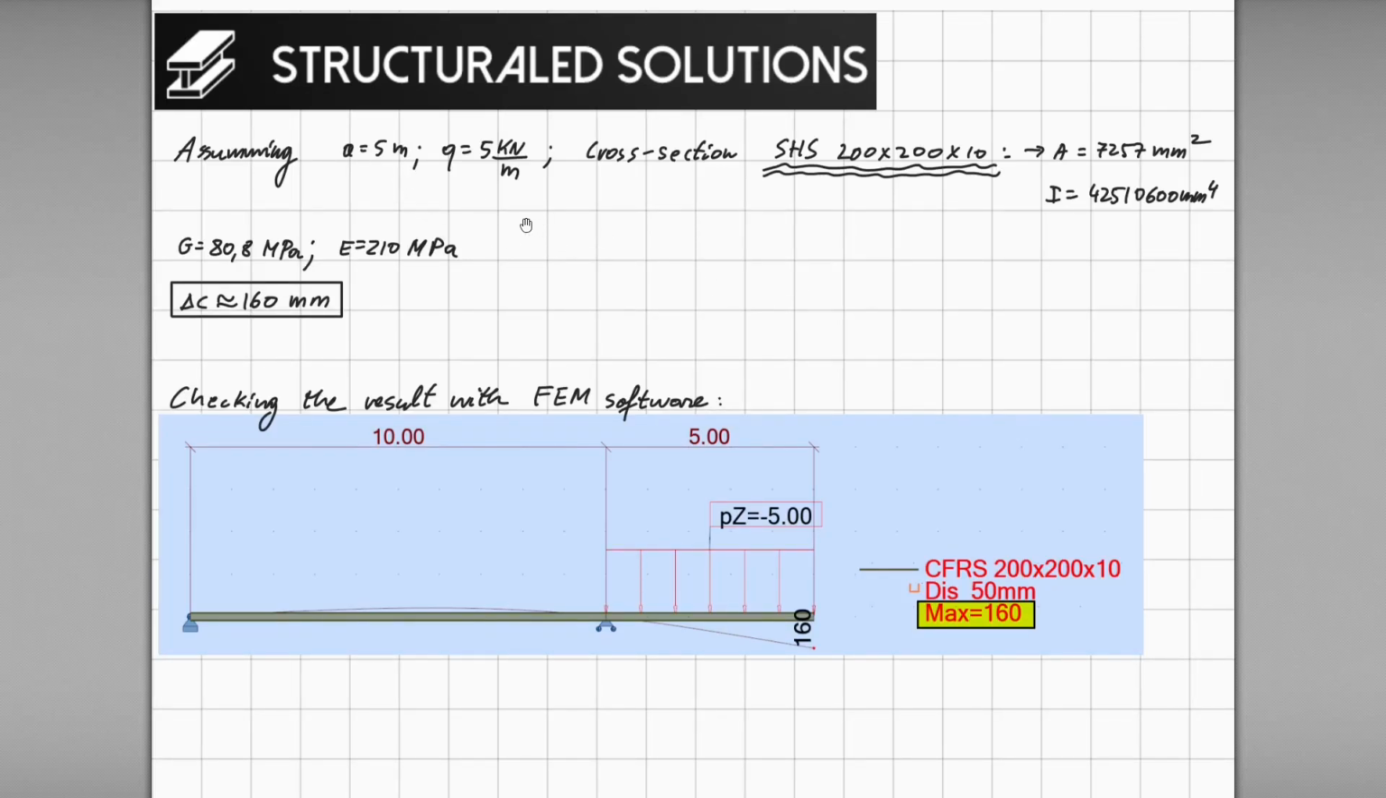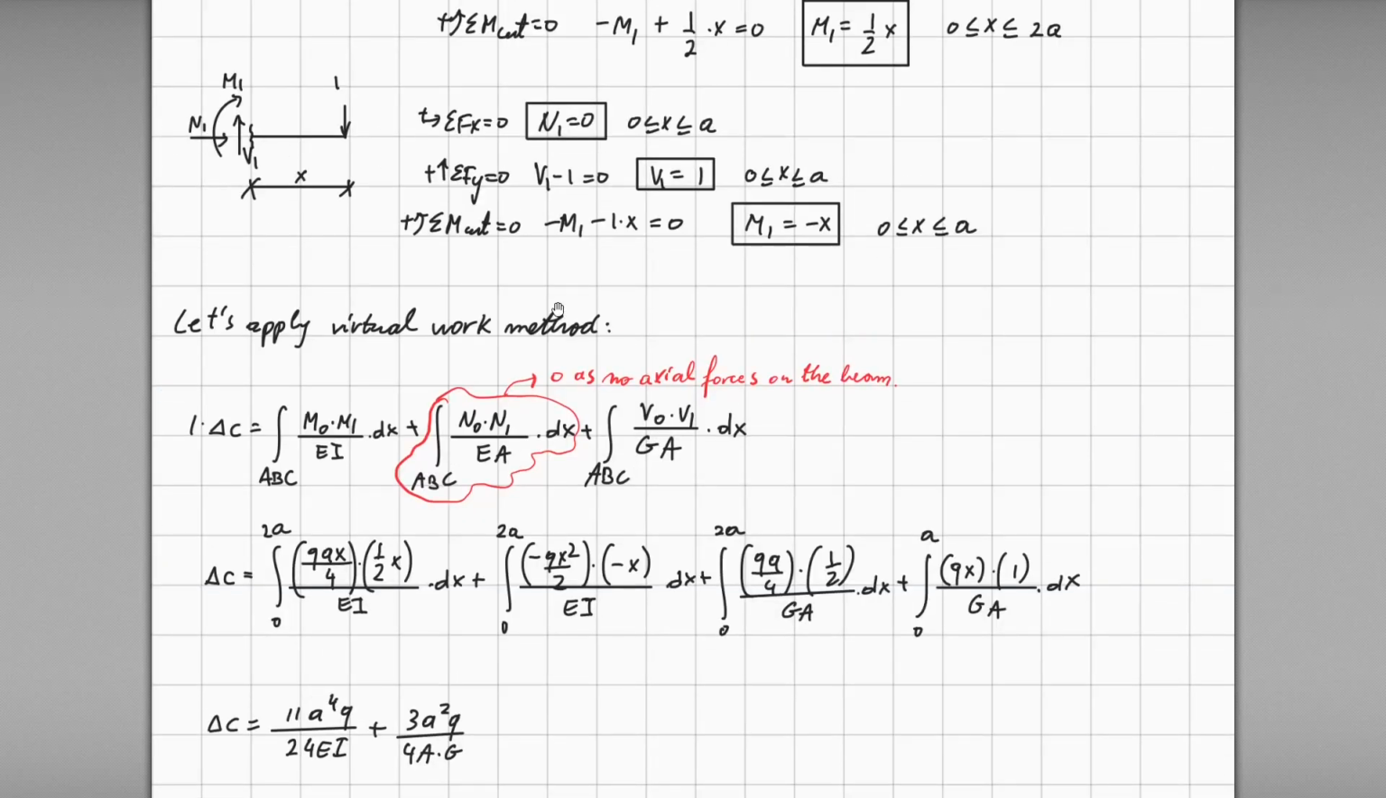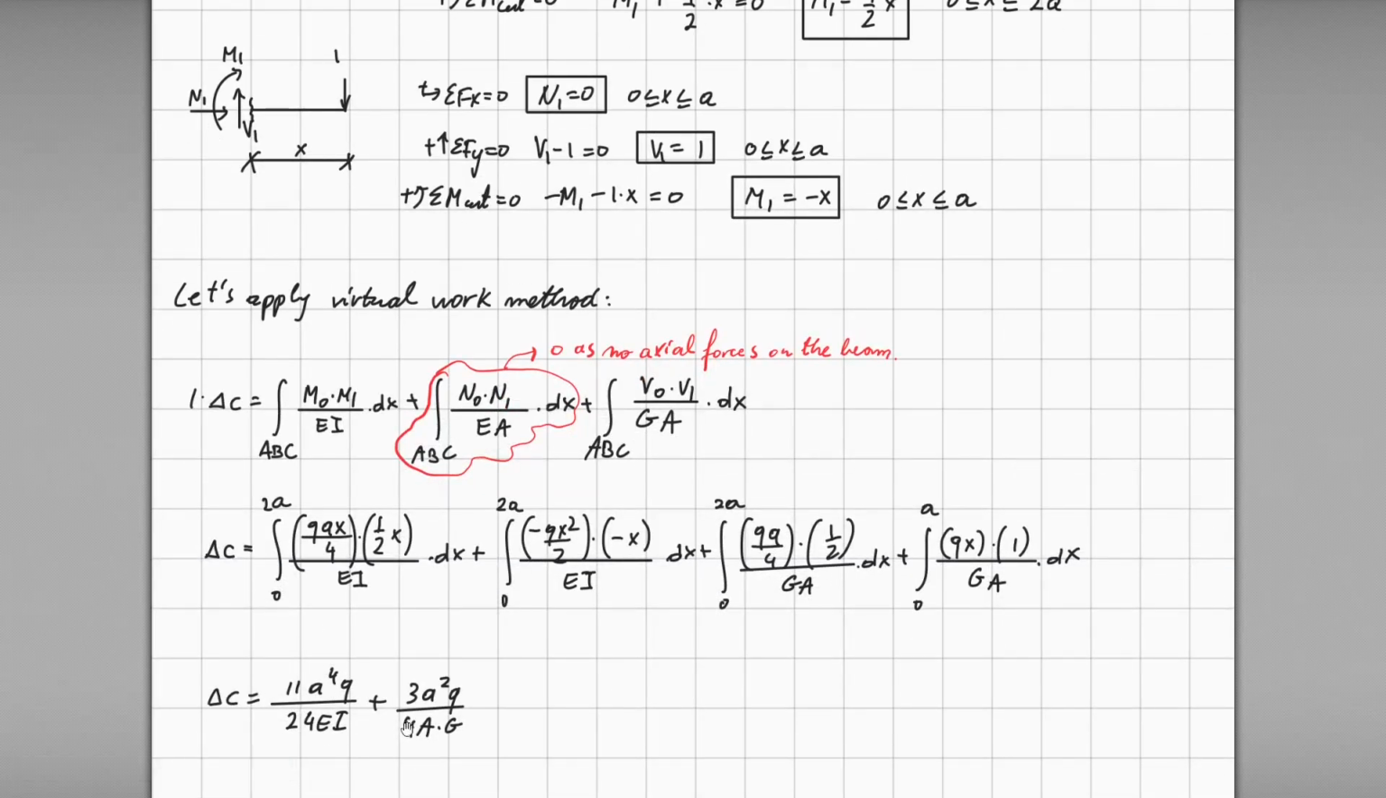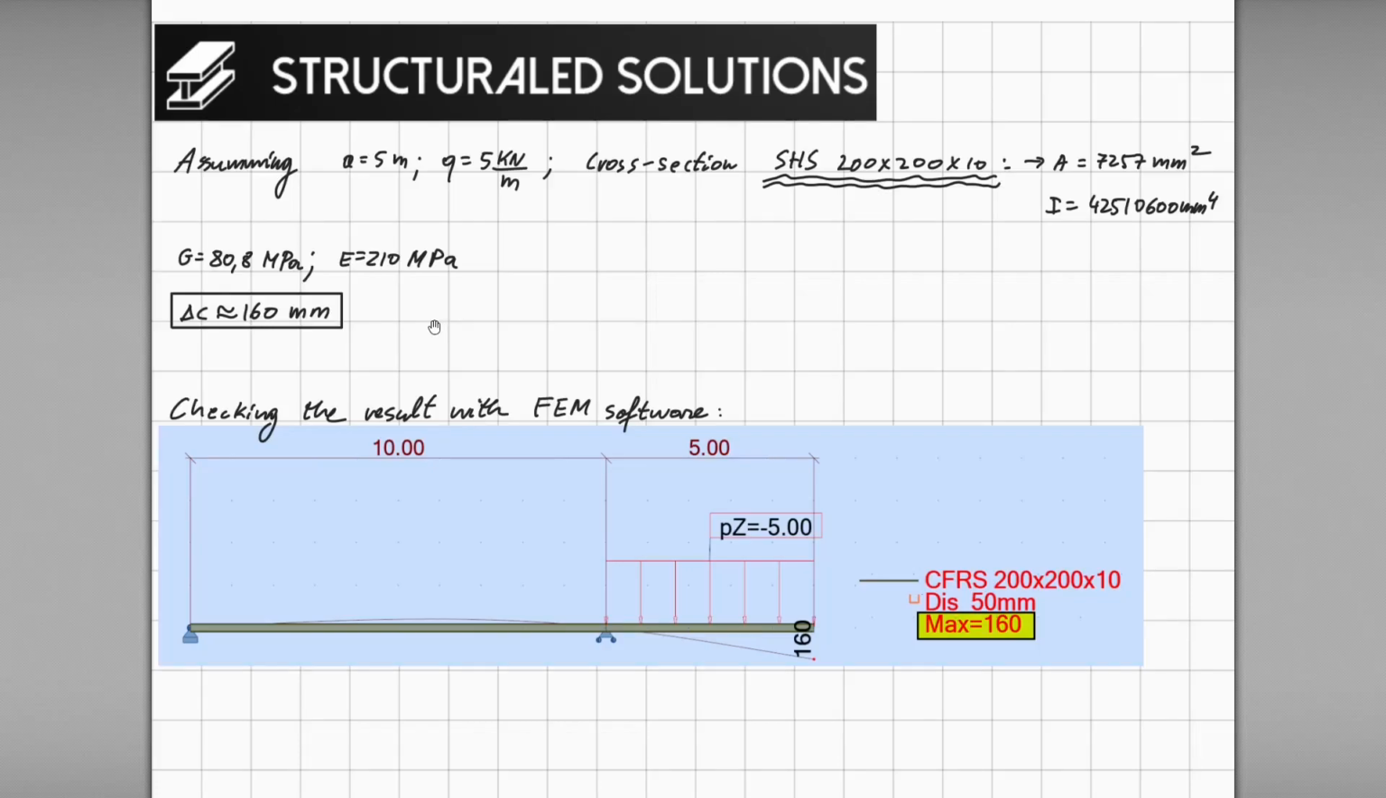So we have a distributed load of 5 kilonewtons per meter, and the cross section is going to be a square cross section, 200 by 210 millimeters thick. I got this data from the software, but of course, if someone wants to take them, they can visit any website which has this data. If we insert the following data in the displacement which we already got, then the value is going to be around 160 millimeters.